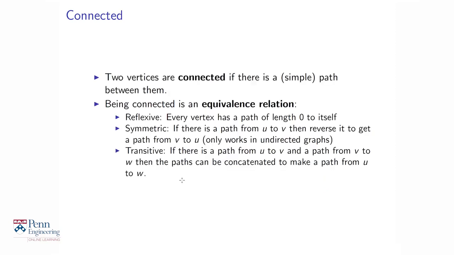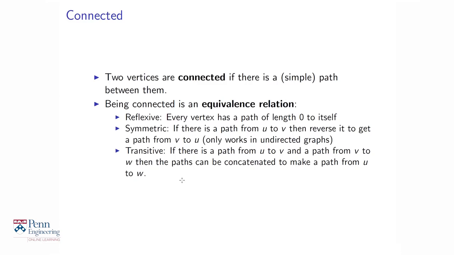Okay, so being connected is something called an equivalence relation. I hope you've seen equivalence relations before in a previous course, but if not, basically a relation is called an equivalence relation if it's reflexive, symmetric, and transitive. So what does that mean? We're going to talk about a binary relation. A relation is just a set of pairs. In this case, it's going to be a relation on vertices, so it's going to be a set of pairs of vertices.